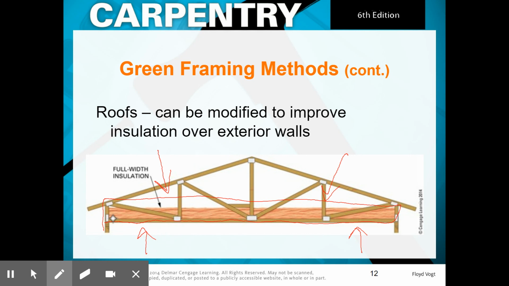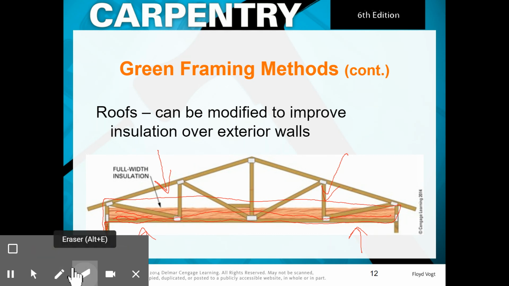So if you're able to insulate here and here, and you want to keep your house nice and cool in the summer by having insulation going across the top, it allows for less of the cool air to escape and less of the hot air to get in.